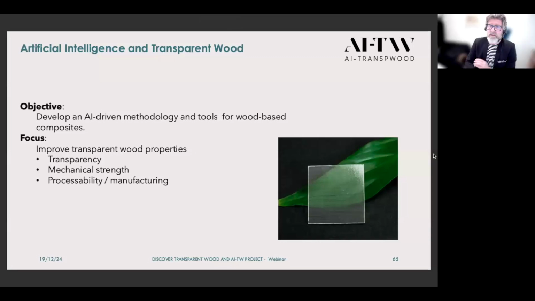Thank you, Giulio. And good morning for everybody and regards from cloudy Helsinki. In fact, this project is very much concentrating on modeling and simulation. And in modeling and simulation in this context, I mean development of tools and methods which can be used to improve physical properties of transparent woods, like transparency, mechanical strength and ductility, and different manufacturing processes. Next one, please.